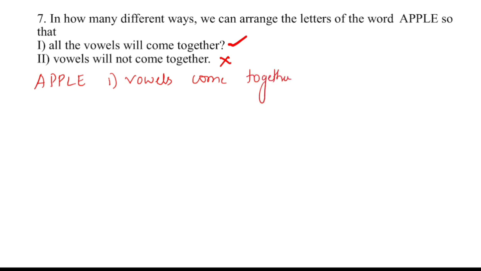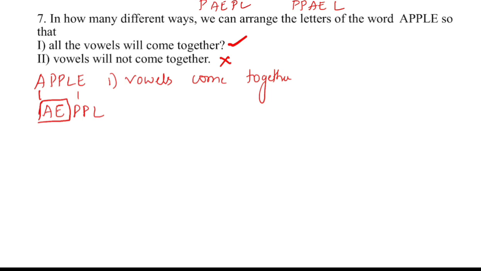So in vowels come together, apple is the word. And which are the vowels here? A and E. A and E are vowels. So A and E should always be together, and the remaining letters are P, P, L. Okay. So it is given that A and E should always be together. Anywhere they can be. It can be like this, P, A, E, P, L, or it can be P, P, A, E and L. Anywhere you place them, but they should always be together.